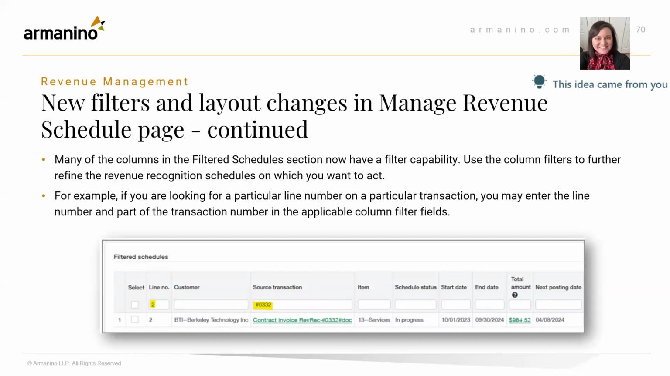New filters and layout changes continued. Many of the columns in the filtered schedules section now have a filter capability. Use the column filters to further refine the revenue recognition schedules on which you want to act. For example, if you're looking for a particular line number or a particular transaction, you may enter the line number and part of the transaction number in the applicable column filter fields.